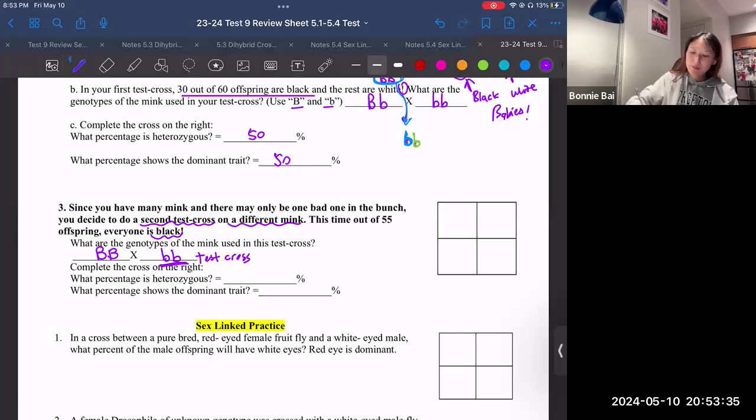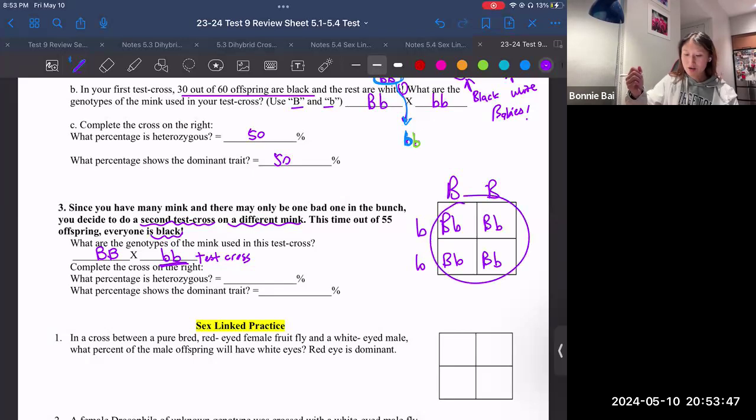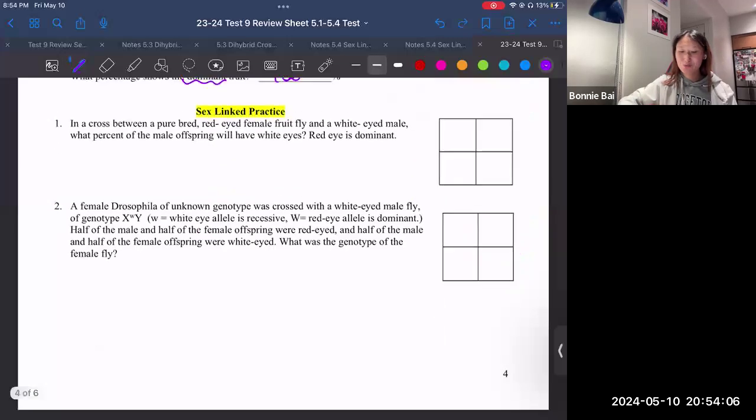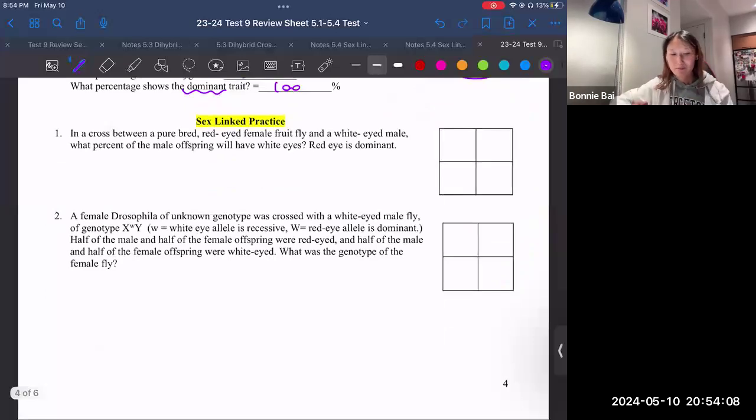Okay. Complete the Punnett square. Let's verify going from parents to offspring. Little b, baby, little b, baby, little b, baby, little b. Indeed. All of my offspring are black minks, okay? What percentage are heterozygous? 100%. What percentage showing dominant trait? 100%. Does it match my question? Yes, hooray. Okay. Done. Well, we only have 2 more types of practice. Let's keep going. We got this.